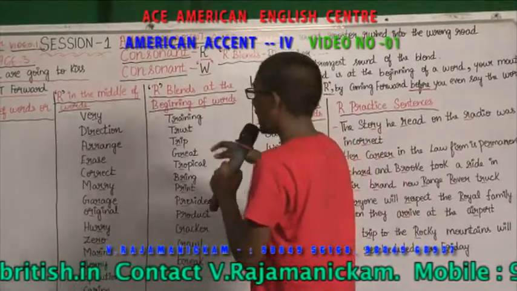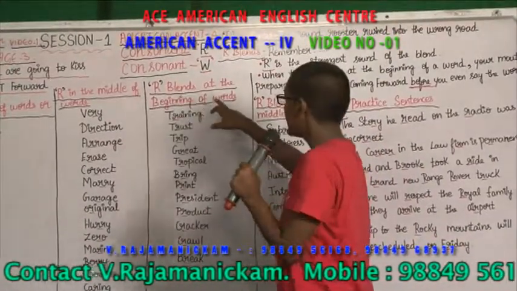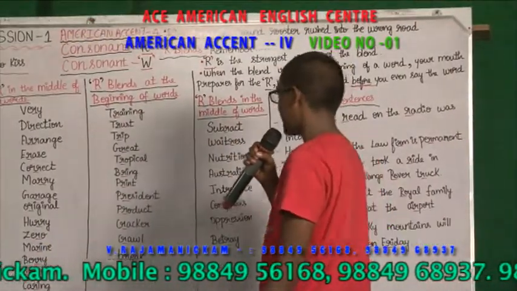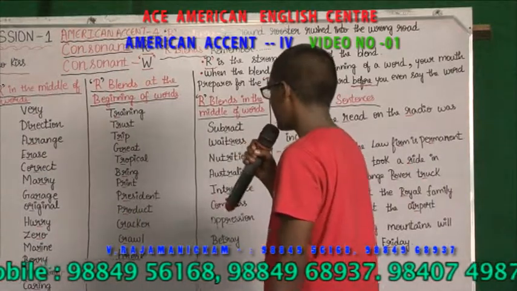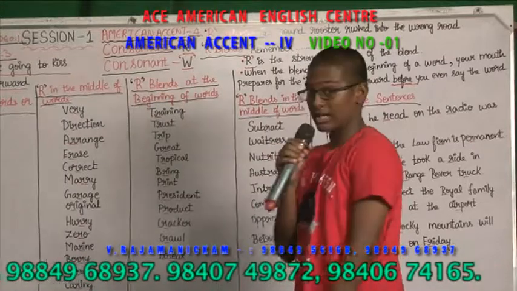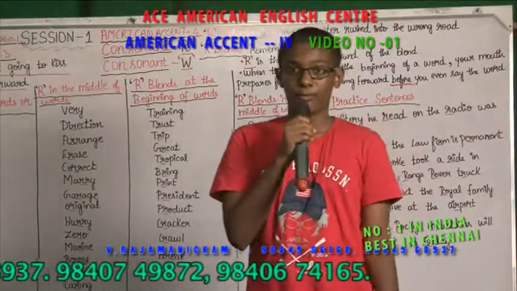And the next is R blends at the beginning of the words, like training, trust, trip, great, tropical, bring, print, president, product, cracker, and crown, break.